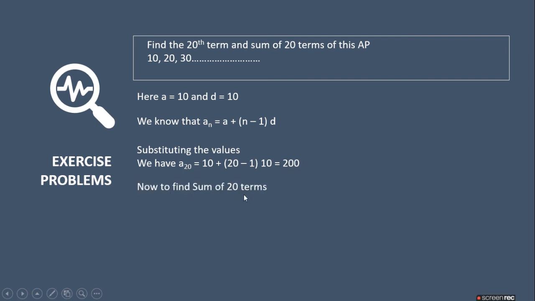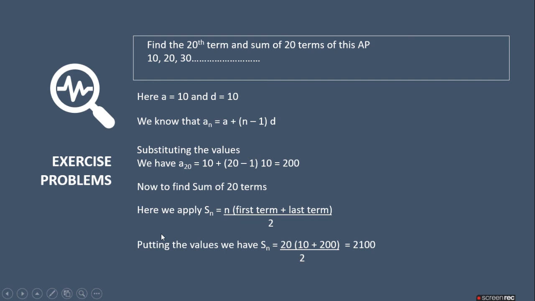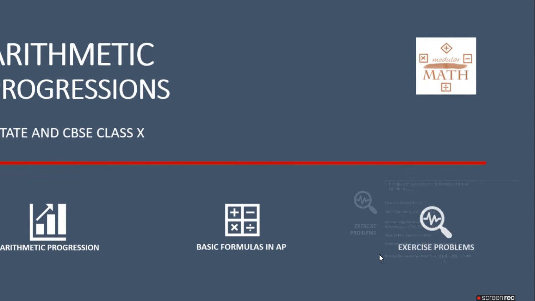Next we have to find out the sum of 20 terms. So we apply the formula Sn equals n by 2 into first term plus last term. Substitute the values of first term and last term here. Then we get Sn equals 20 into 10 plus 200 by 2 equals 2100.